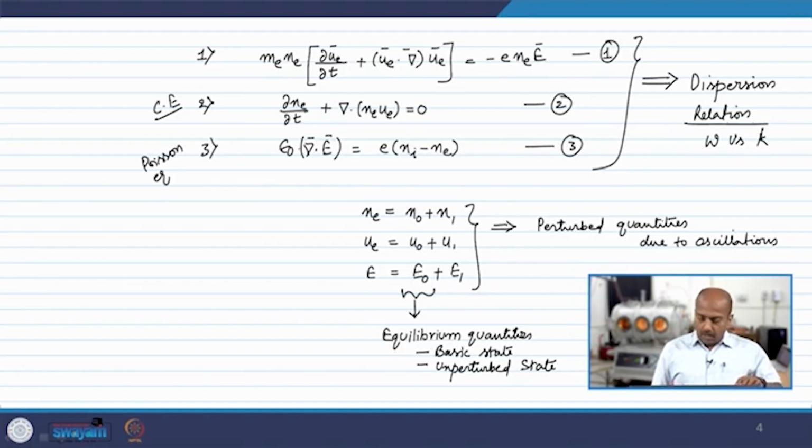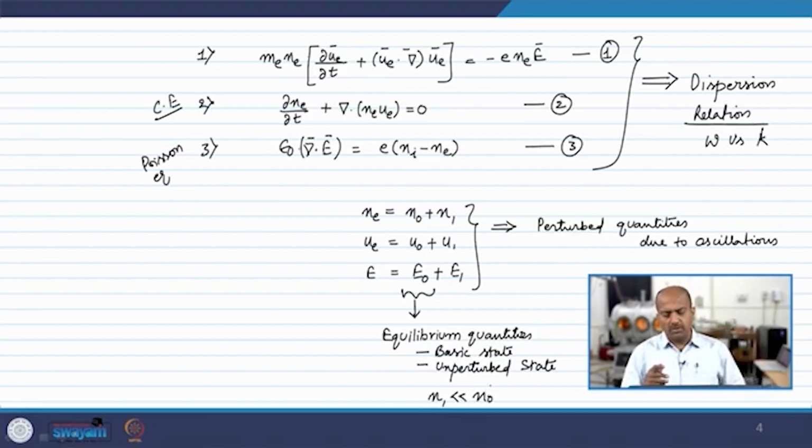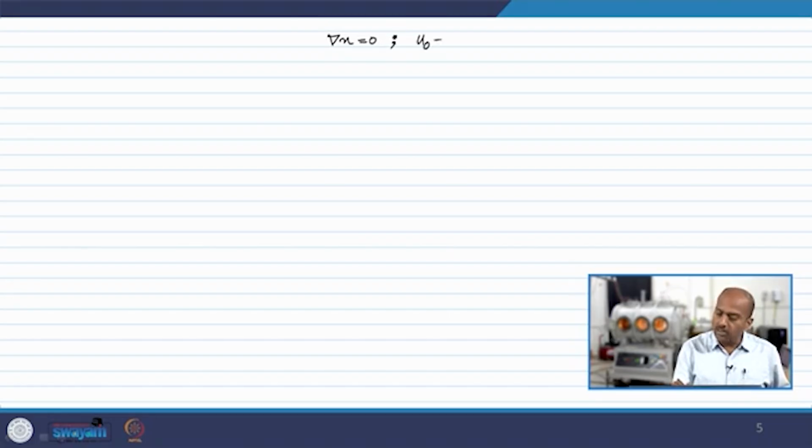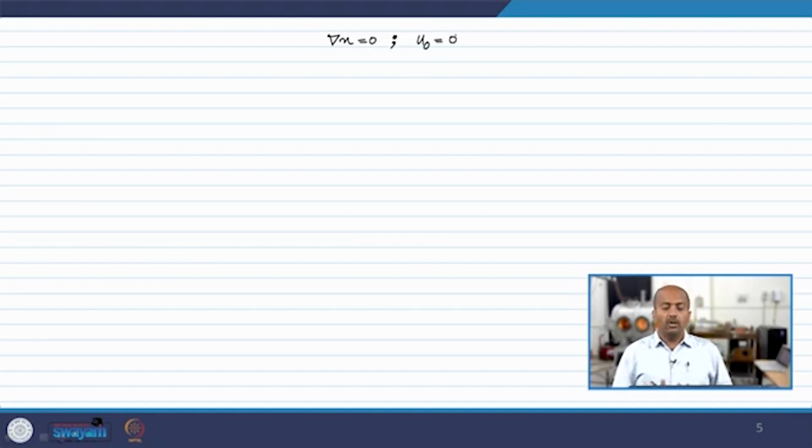Right. Now, for easiness, we will say that N1 will be much less than N0. Of course, these perturbations will be very, very small. It is an obvious thing. We cannot take the perturbation to be equivalent to the background conditions, and we have assumed a uniform or no change in the number densities, and they are at rest before the oscillations are created. Okay. So, let us say that delta n will be 0, and since we have assumed the velocity to be small, let us say that the equilibrium velocity is very, very small or 0.